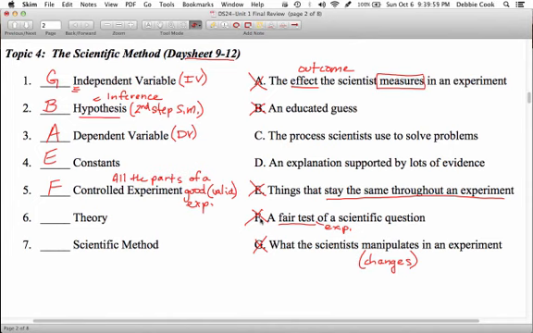Now, a theory is something that can only be decided upon once lots of different experiments have been done and lots of scientists all get the same information. They can agree that this is what they will see every single time they do this particular experimentation. So it's an explanation that's supported by lots and lots and lots of evidence. So the best answer choice for 6 should be D. An explanation supported by lots of evidence goes with theory.